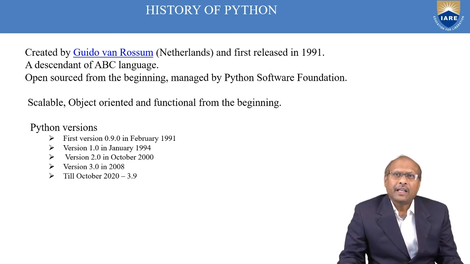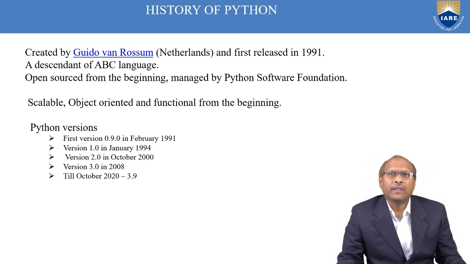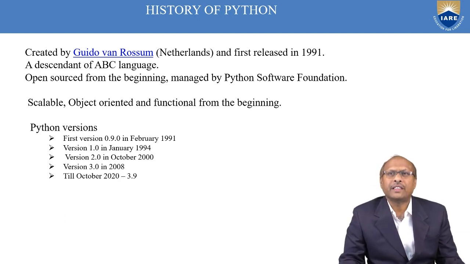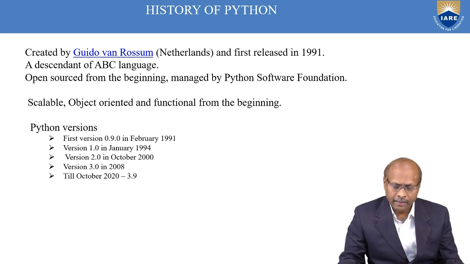This language has different features. It is scalable, object-oriented, functional, and event-driven also. Python has different versions. The first version was released in the year 1991. Version 1.0 was released in the year 94. Version 2 was released in October 2000. Version 3 was released in the year 2008. And now the recent version is 3.9.